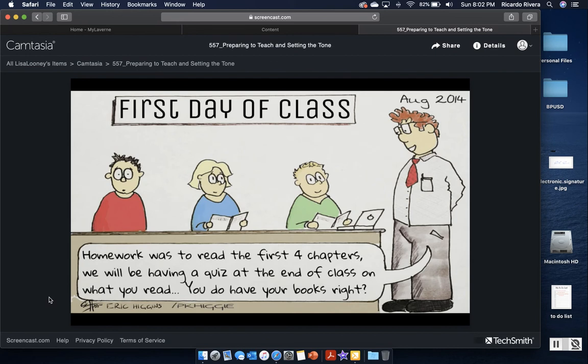This is a funny cartoon that I ran across. It says the first day of school. And so if you see here, homework on your first day was to read 4 chapters, have a quiz, and then you have your books, right? So I thought this was funny. And there are some professors that are like this. Some of you may have had professors that are like this yourselves, right?